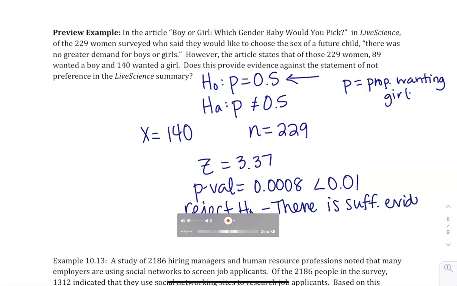I get a little lazy when I'm writing out sufficient. It's such a long word. There's sufficient evidence to suggest a preference in gender. Preference. And so now pretty quickly we can take our sample data and see which hypothesis it supports. One more example.